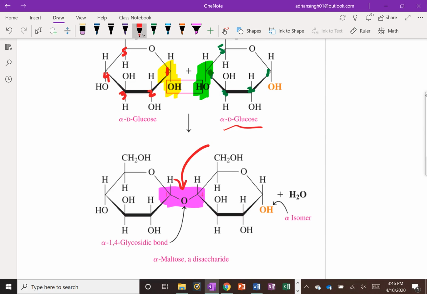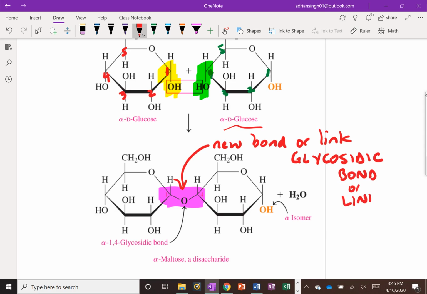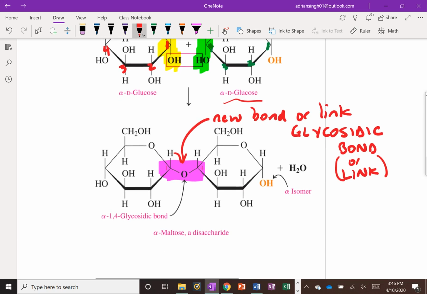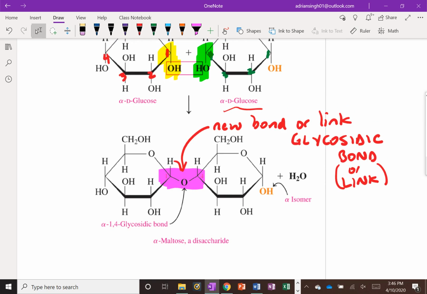And there's a special name that we give to that bond or link. We call it a glycosidic bond or link. Right, so it's a glycosidic bond or a glycosidic link. Those are the bonds that attach sugars, individual monosaccharides, together in bigger and bigger molecules. We can specify now in that glycosidic bond which carbons are being attached to each other. And what carbons are being attached would be the carbon number 1 here from the glucose on the left to carbon number 4 of the glucose on the right side.